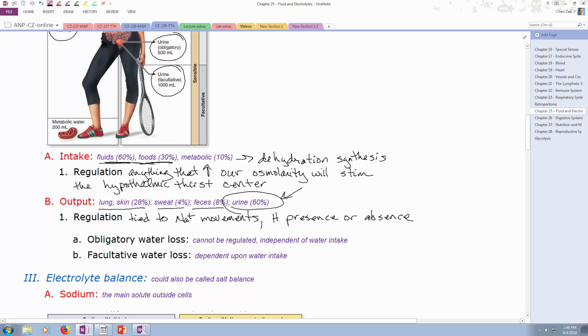We have a couple of things to look at real quick here. With water loss from the kidneys, we have what's called an obligatory water loss and a facultative water loss. The obligatory water loss means that it cannot be regulated. We are obliged to lose this no matter what our water intake is. This is definitely related to our kidneys.